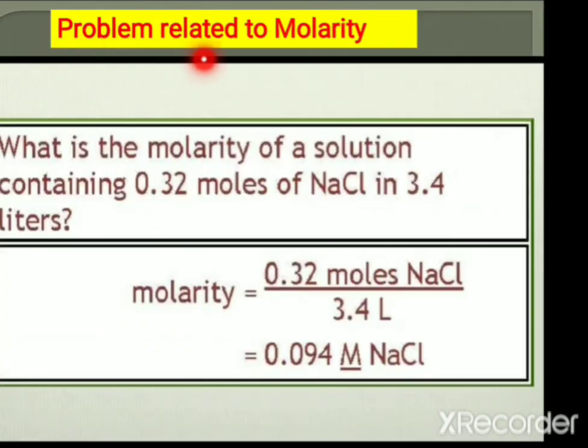Here is one problem related to molarity. What is the molarity of a solution containing 0.32 moles of NaCl in 3.4 liters? Molarity is equal to 0.32 moles of NaCl divided by 3.4 L, meaning the volume of the solution in liters. Molarity is calculated by moles of solute, 0.32 moles of NaCl, divided by volume of solution in liters, 3.4, which forms a 0.094 molar solution of NaCl.